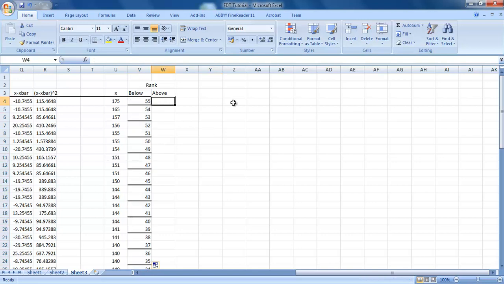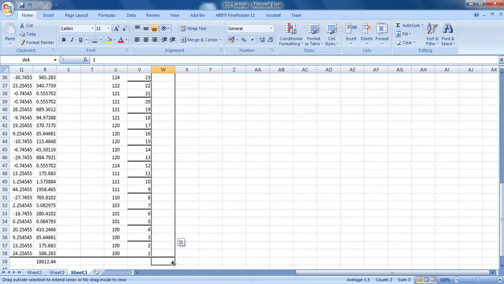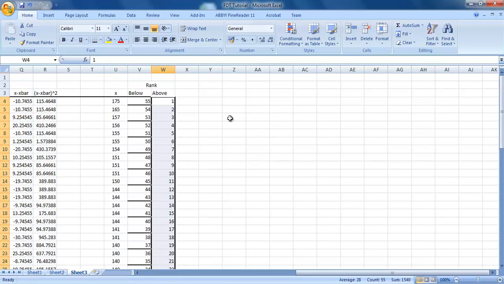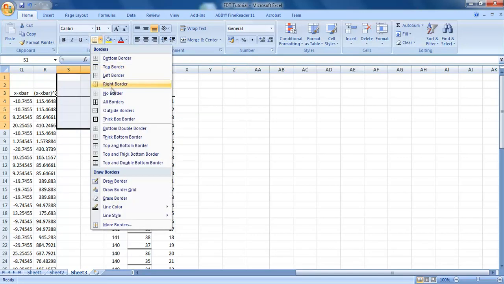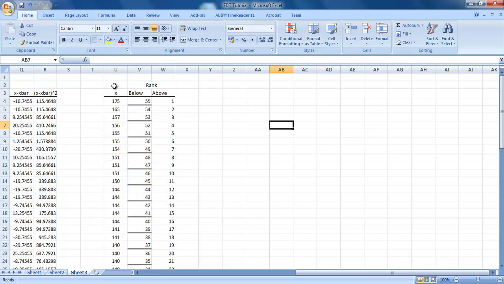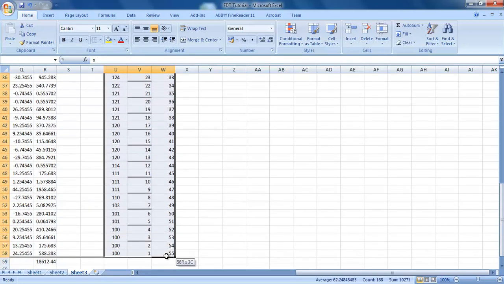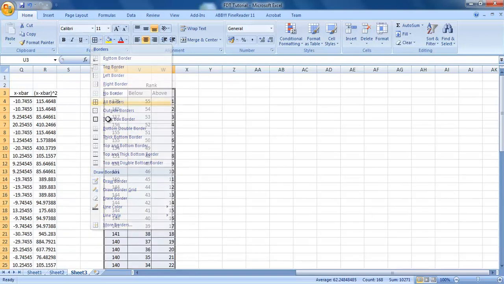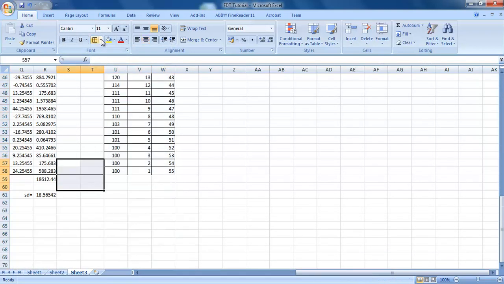Okay? Then, if we're going to rank from above, the first score is our number 1, the second score is our number 2. I'm going to select the two ranks, then use the fill handle, copy downward. Oops, the computer also duplicated the horizontal line. Let us remove those excess lines.